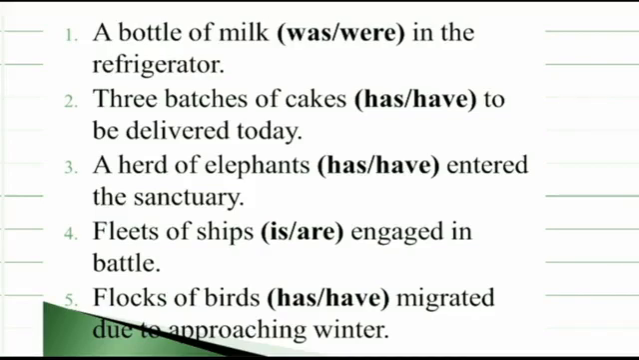The bottle of milk was in the refrigerator. Right, and what is your collective noun? A bottle of milk. Very good. And you said was or were? Was. Thank you so much for calling and giving us that correct answer. So we have our collective noun here, a bottle of milk. It's only one bottle, it's singular, so we should have a singular verb. So a bottle of milk was in the refrigerator. Thank you so much for that call.